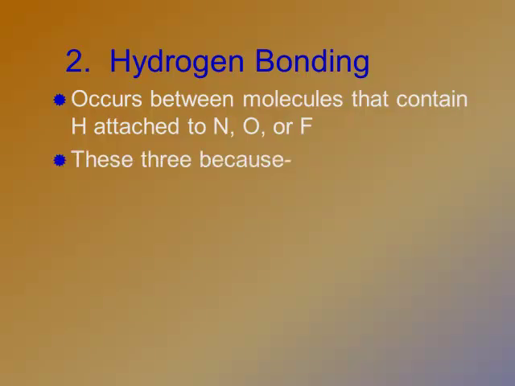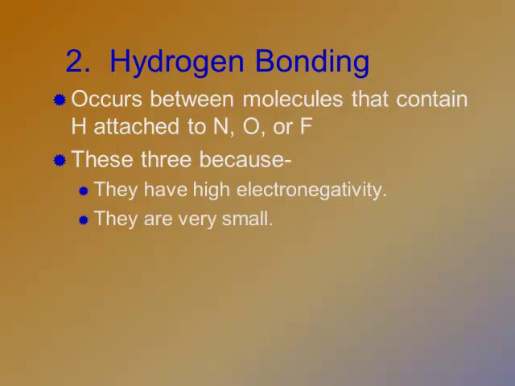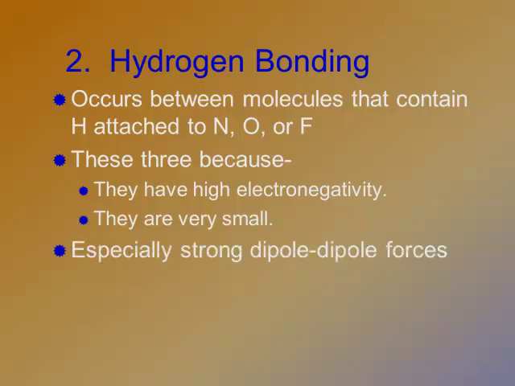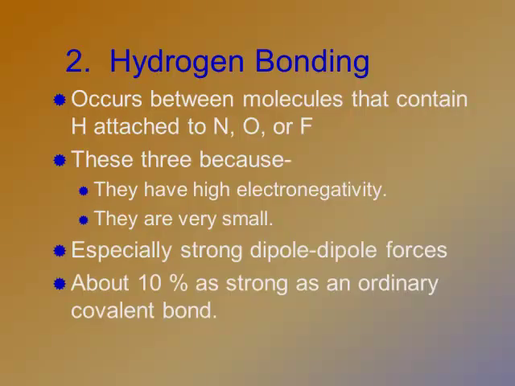The reason nitrogen, oxygen, and fluorine get the job done is because they are very electronegative and very small. That's what makes the covalent bonds to hydrogen so very polar. Very polar bonds means very polar molecules, which means a very strong attraction. Hydrogen bonding is an especially strong dipole-dipole force.